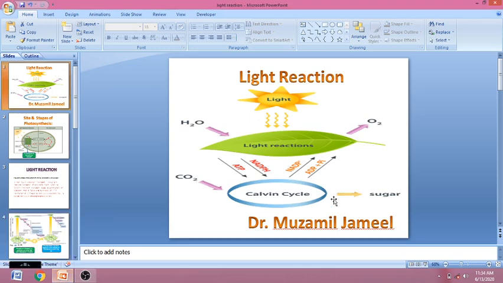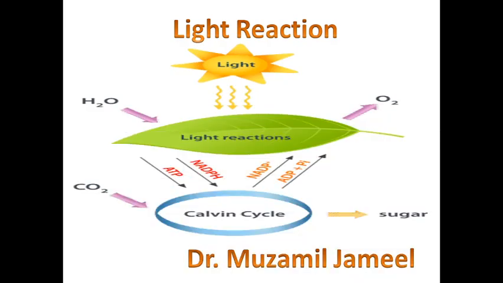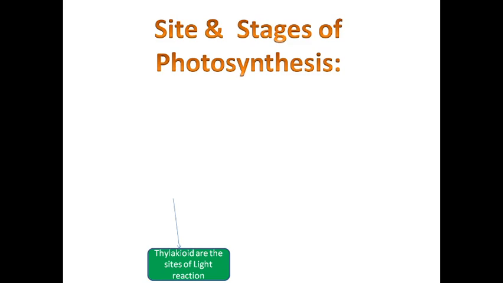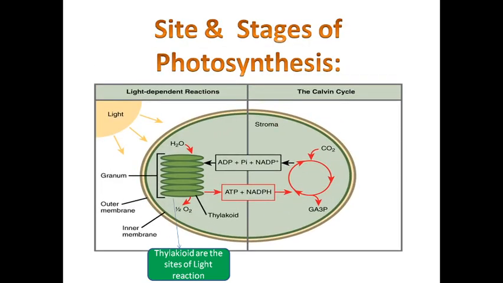Today we are starting with our next topic, that is the light reaction. Earlier we have read the pigment systems and the structure of the pigment systems. Now coming to our next topic, that is the site and stage of photosynthesis. You already know that photosynthesis is completed in two stages. First of all, it's the light dependent reaction, and number two is the Calvin cycle.